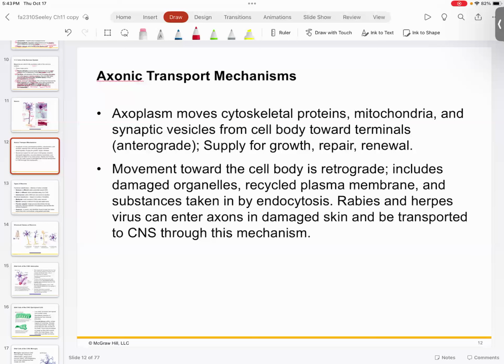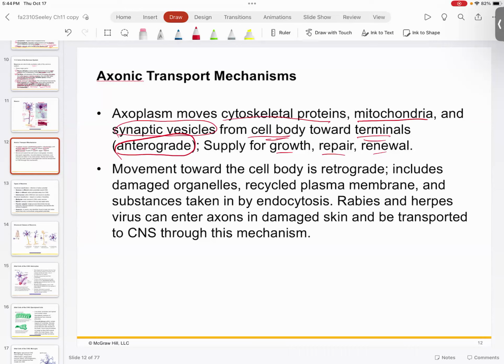So when you take a look at what's inside the axon, the axoplasm, which is just fluid, is going to be moving proteins, mitochondria, and synaptic vesicles. Basically, it's going to go from the cell body toward the terminals. This is what's called anterograde movement. And so this is your supply for growth and repair and renewal. So you have cytoskeletal proteins moving toward the axon terminal, mitochondria moving toward the axon terminal, and synaptic vesicles moving along toward the axon terminal.